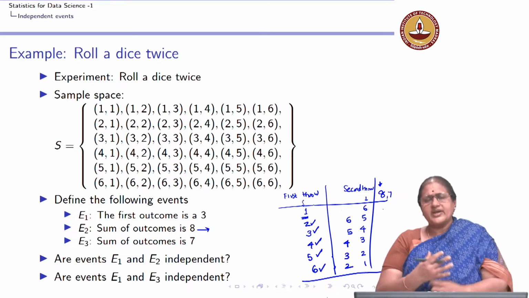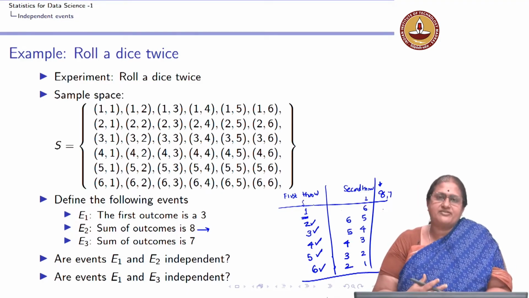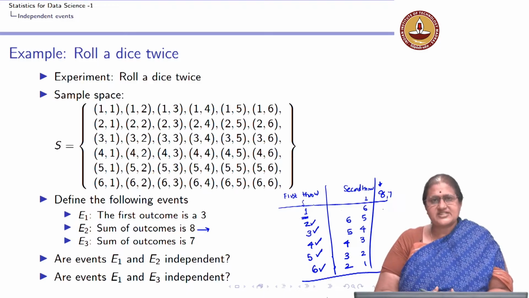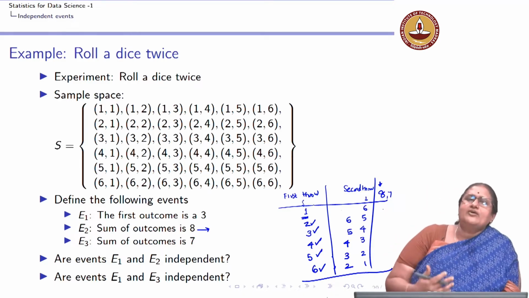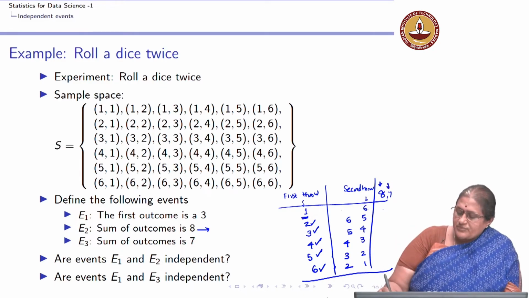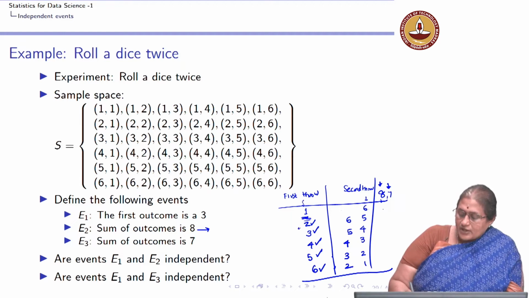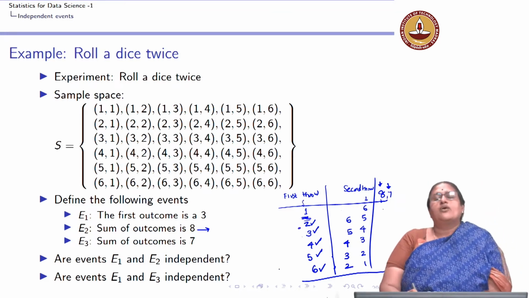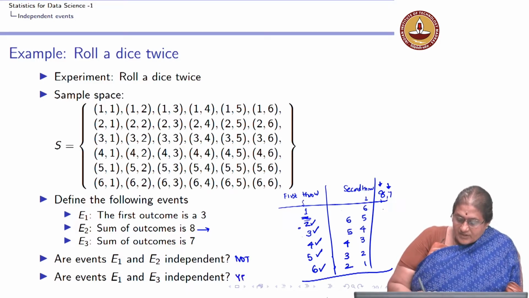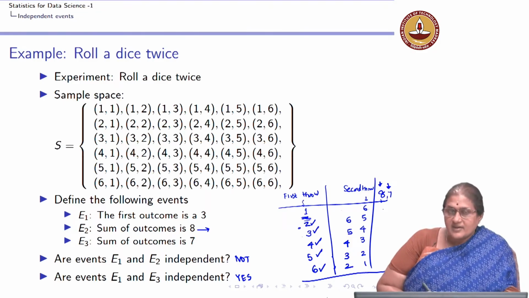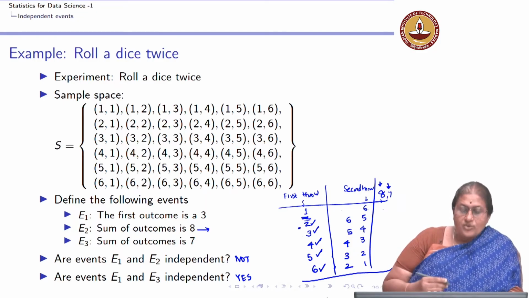I could not have got a sum of 8 if my first throw was a 1, whereas a sum of 7 is independent. Even if it was a 1 and I throw a 6, I get a sum of 7. If it was a 2 and I throw a 5, so it is independent of whatever was my first throw. There is a chance of me getting a sum of 7, whereas to get a sum of 8, I needed the first throw to be either a 2, 3, 4, 5 or 6. So, intuitively we can say that E1 and E2 are not independent, whereas E1 and E3 are independent events. Now, let us apply the formula to actually verify it.